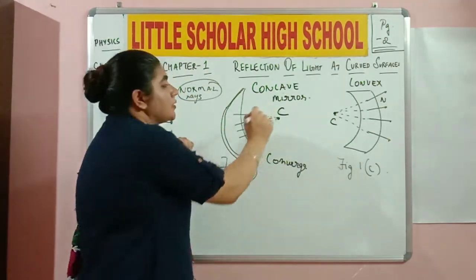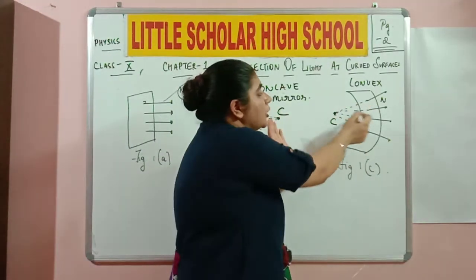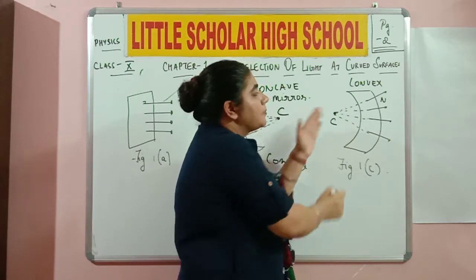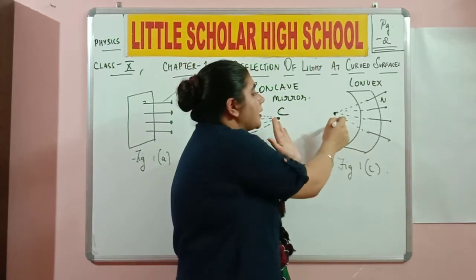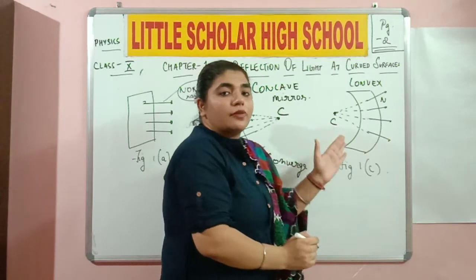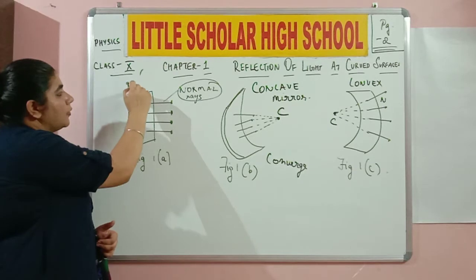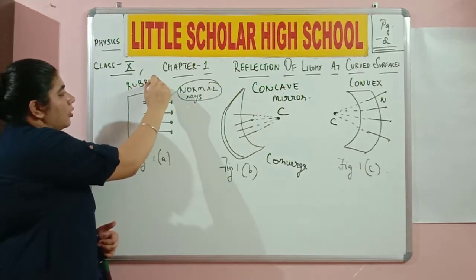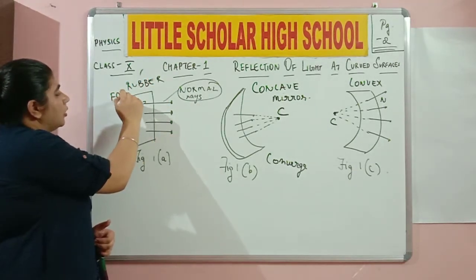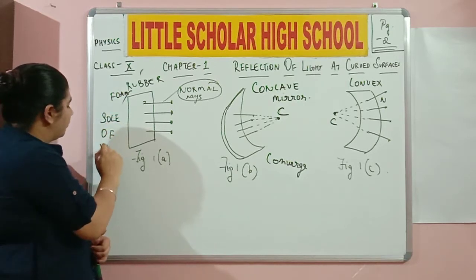They are meeting at a certain point. This is not meeting at a certain point. And I myself need to draw the virtual lines behind the mirror so that they meet at a certain point, which is nothing but the center of curvature. Okay with everyone? Okay, what was this? This was the rubber foam. You can also consider the rubber foam or the sole of your slipper.